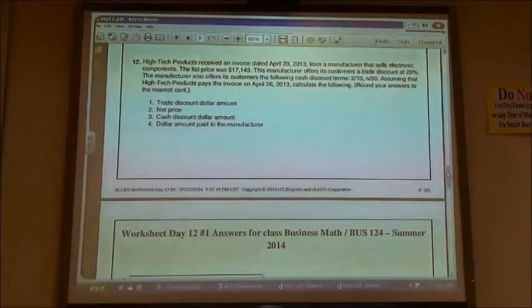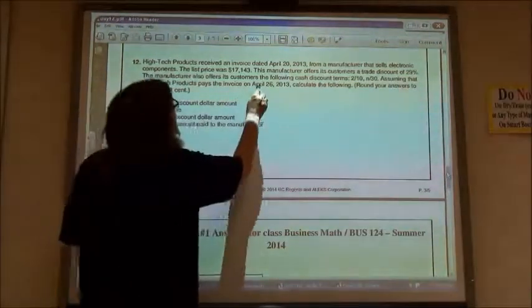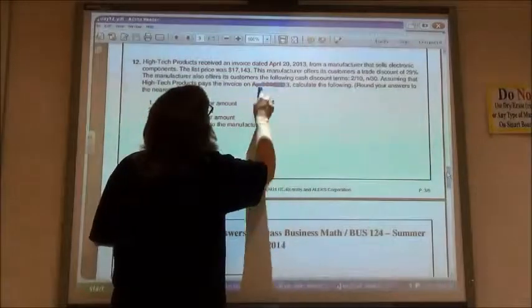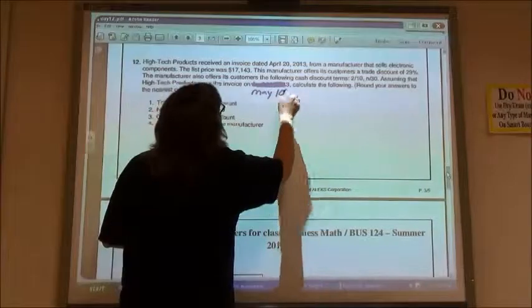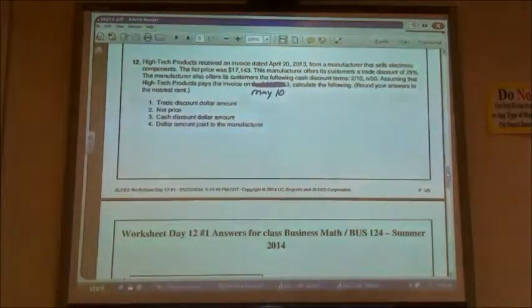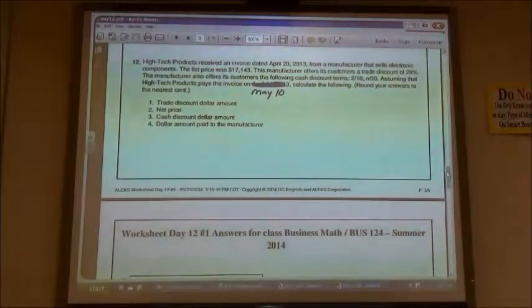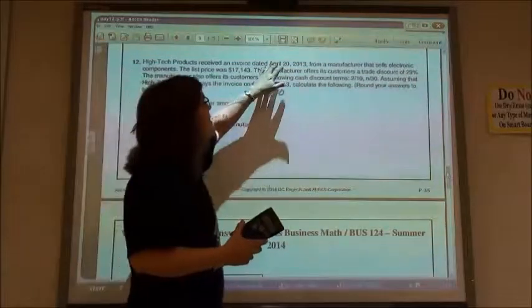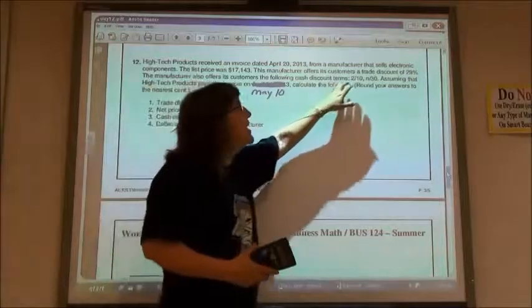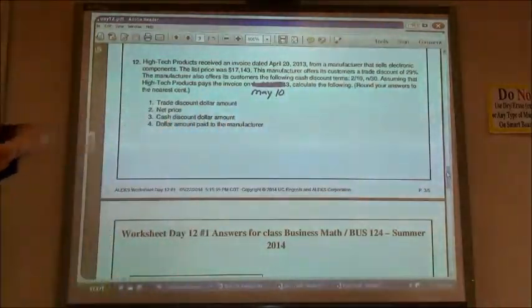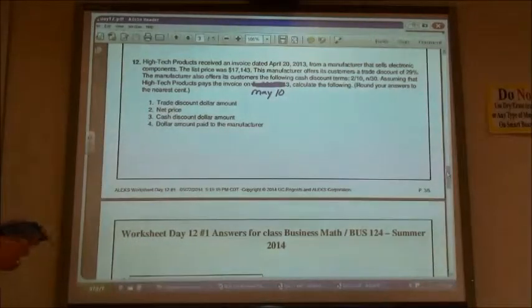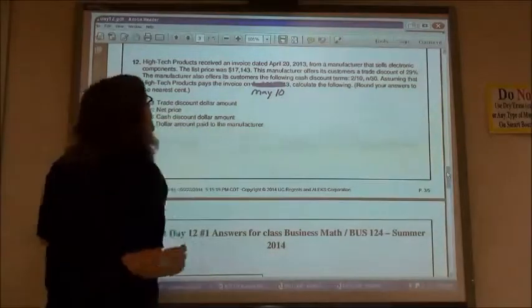Now I'm going to change that date because we haven't had any where you don't get the discount. So cross that date out on there, and let's say that they didn't pay their invoice until May 10th. Adjust it a little bit. So in this case, if they didn't pay it until May 10th, they didn't pay it within the 10 days, they're not going to get that discount. Not every time do you get that cash discount, so I wanted to give you an example where you wouldn't. You still always get the trade discount.